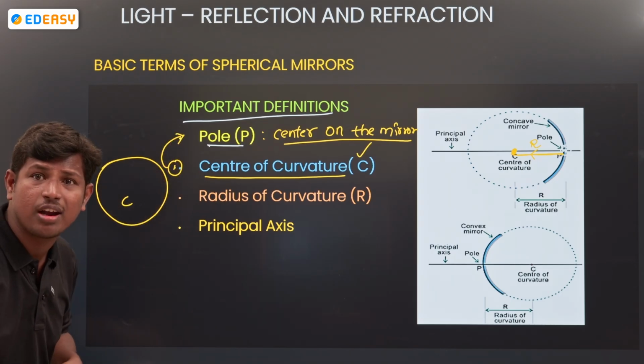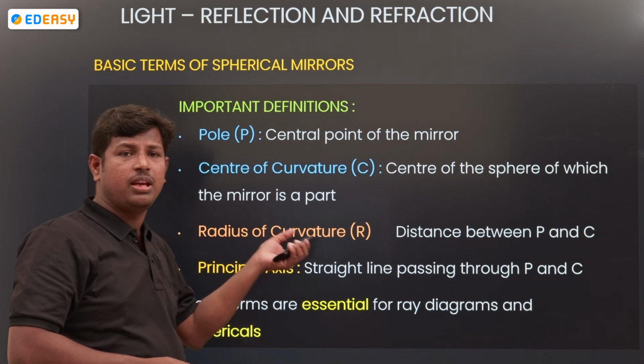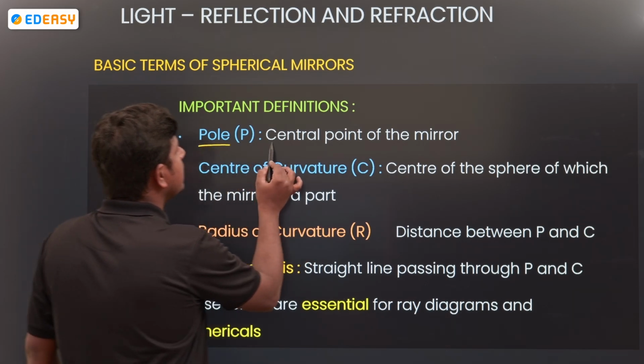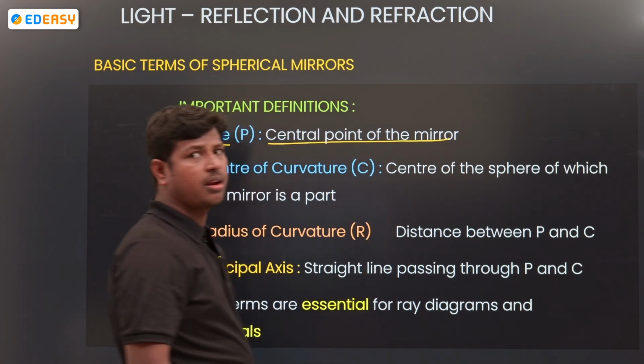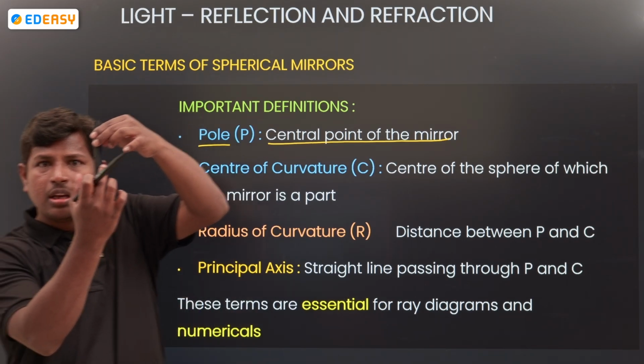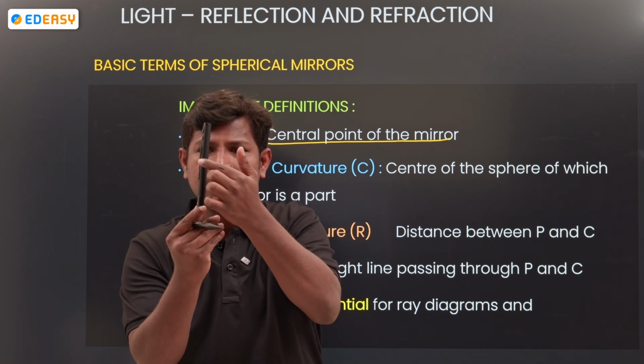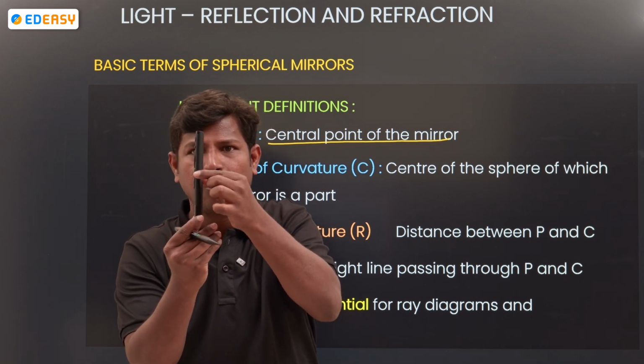Then that ray, we call it the principal axis. Again, we will discuss briefly here. Pole is the central point of the mirror. If you take this as the mirror, this is the center point, right? Here it is the center point. So this center point we call the pole.